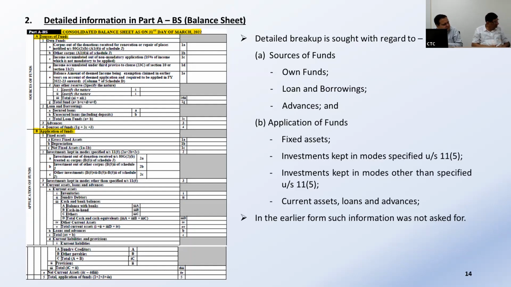So here the answer is that you show it as a current asset. Current assets or current liability? No, it will be debit minus. You have to reduce that. It is a nil case asset.